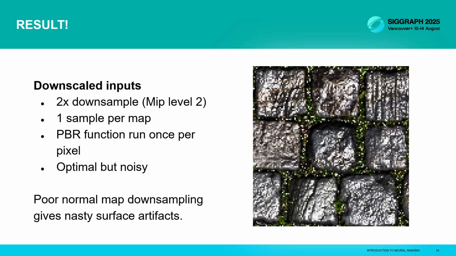So it looks wrong, but it is actually performant. We're doing one sample of each map per pixel, and we're running this PBR function once per pixel. What we'd really like to do is retain this same performance, but end up with something a lot prettier.